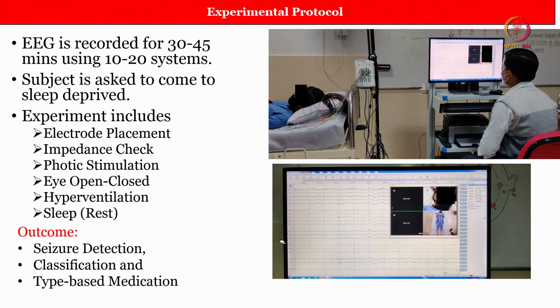EEG is recorded for 30 to 45 minutes using the 10-20 system. The subject is asked to come sleep deprived, and the experiment involves where to place the electrodes and how to check the impedance, because wet electrodes would have different impedance than dry electrodes. To reduce the impedance, in fact we use gel, and that is why wet electrodes use gel. Then you have photic stimulation, eyes open and closed, hyperventilation, and sleep when you are resting. So, the outcome would be seizure detection, classification and type based medications.